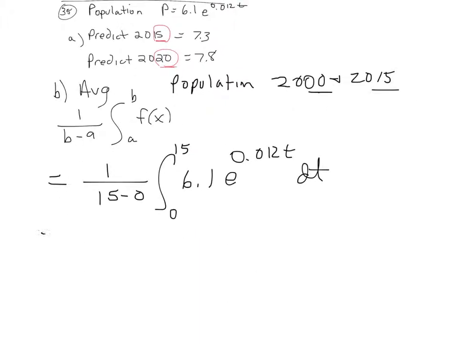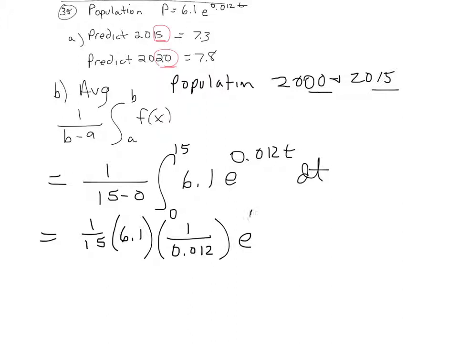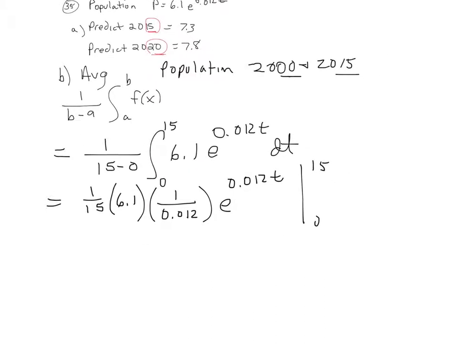And so this becomes 1 over 15. I could bring that 6.1 out front, and now this becomes e to the kt, so you take 1 over my k, which is 0.012, and I leave that alone. And then I evaluate it between those points.